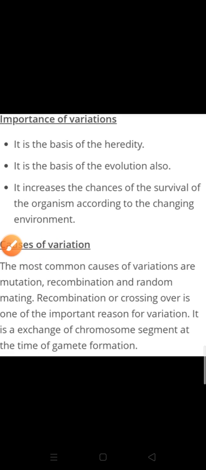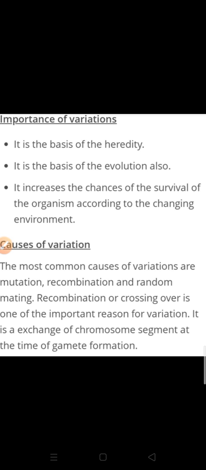Now the next thing is the importance of variation. Why do we say that variations are very important, children? Because, as I told you, it is the base of heredity, and variation is the reason evolution happens. It gives that particular species the chance to survive nicely in its surroundings. In a changing environment, if a species has to survive, at that time the species has to adopt these characteristics.